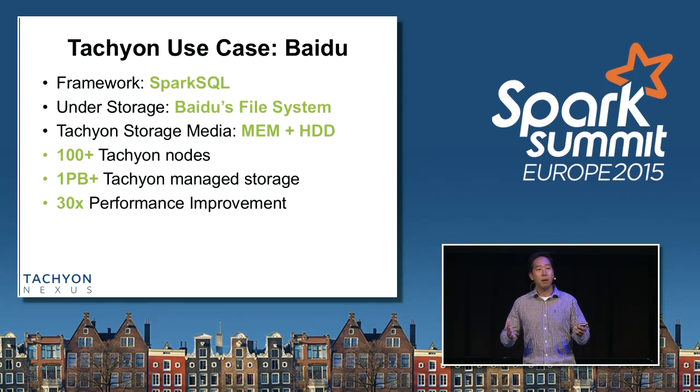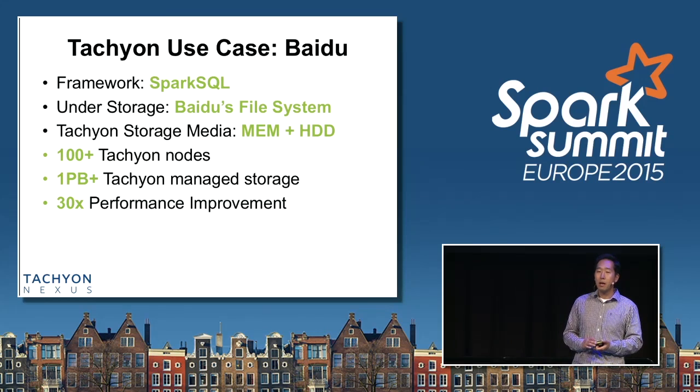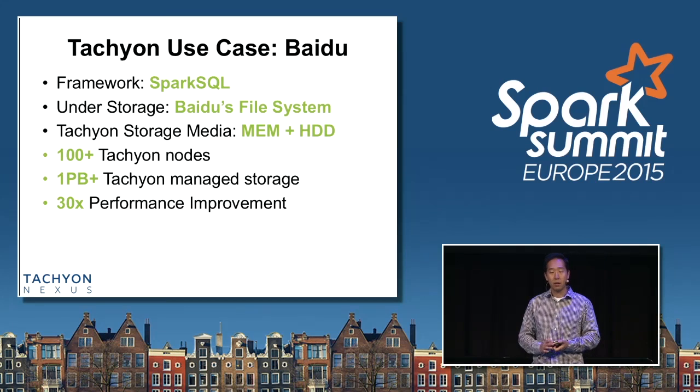Now I'll talk about some of the production use cases where people are running both Spark and Tachyon. Here is an example with Baidu. They're the dominant search engine in China, and they run Spark SQL to run a lot of their queries, and they store all their data in their customized Baidu file system. They run Tachyon in between Spark SQL and the Baidu file system, and they configure Tachyon to manage both memory and hard drives.